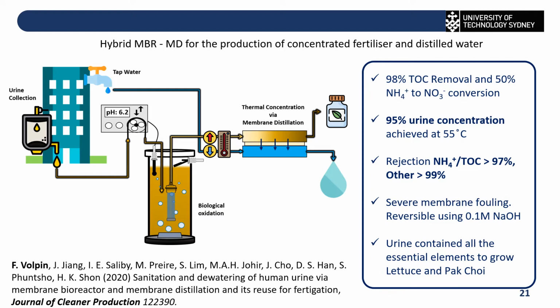ammonia to nitrate conversion can be achieved, and 95% of urine concentration was achieved at 55-degree, with rejection of ammonia over TOC more than 97%, and others more than 99%. So they have a very good rejection of ammonia, TOC, and other compounds, though severe membrane fouling occurred. Then urine contained all the essential elements to grow lettuce and pak choi, which makes it a suitable fertilizer.